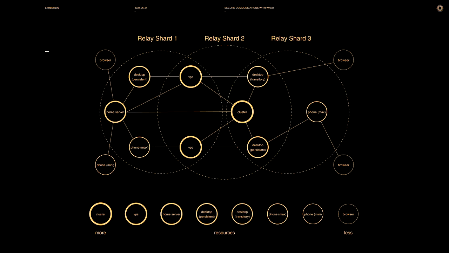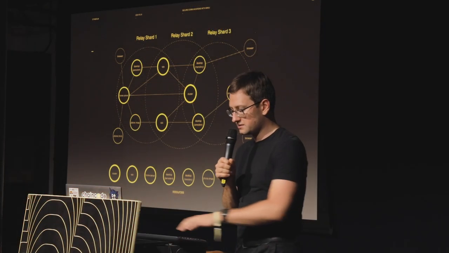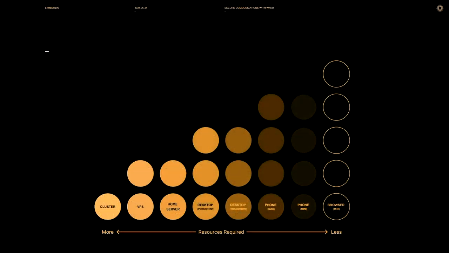So this is how it could be visualized. So we have different kinds of nodes. They operate in different relay shards. So I haven't talked much about sharding, but basically we have a network that is divided by topic, and nodes may choose to participate in the topics of their interest, and there may be intersections of those circles. And we also have light nodes on the periphery that connect to the full nodes of their choice to get some information from their interest.